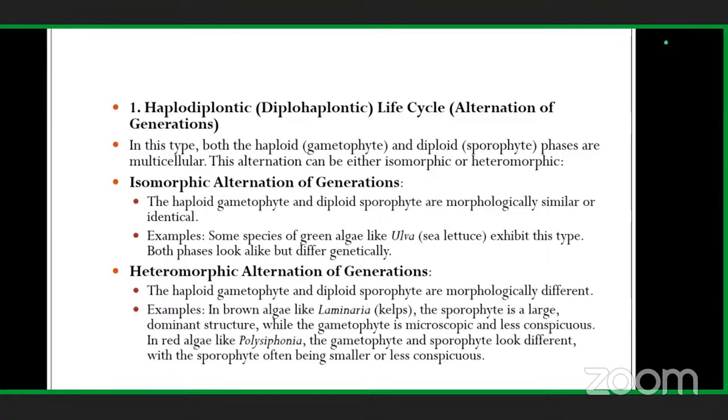In red algae like Polysiphonia, the gametophyte and sporophyte look different, with the sporophyte often being smaller or less conspicuous. So in some you will see the gametophyte is less conspicuous, and in some you will see that the sporophyte is less conspicuous. So this is heteromorphic, which is different.